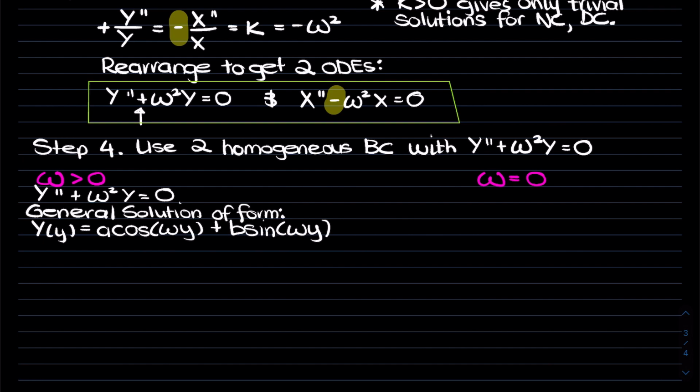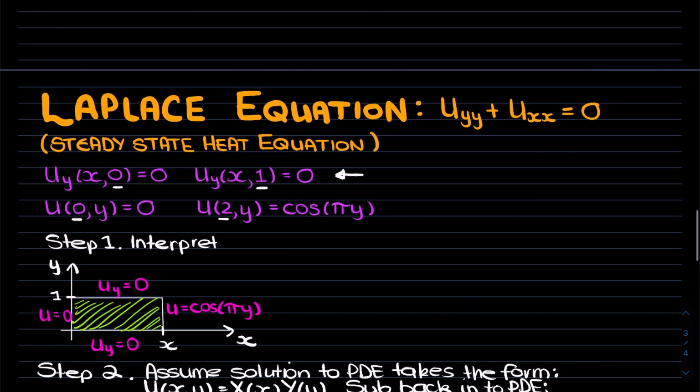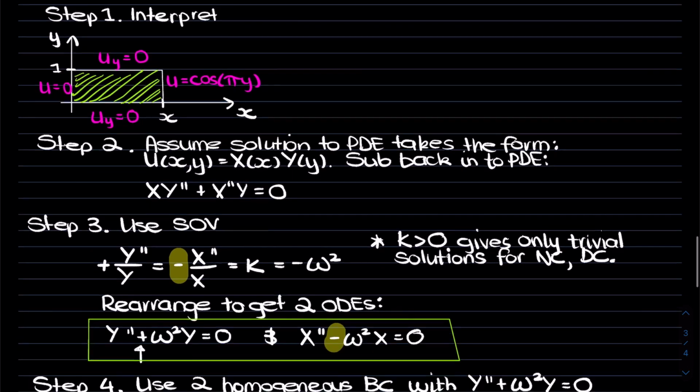Now, because we've got Neumann boundary conditions, we are going to want to take the derivative of that. So we're going to get negative a lambda sine lambda y plus b lambda cosine lambda y. So if we plug in our boundary conditions, the ones over here, we'll first plug in the case where y equals 0, and then the case of y equals 1. And both of those have to set the equation equal to 0.